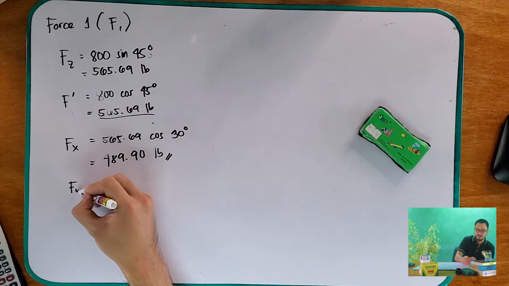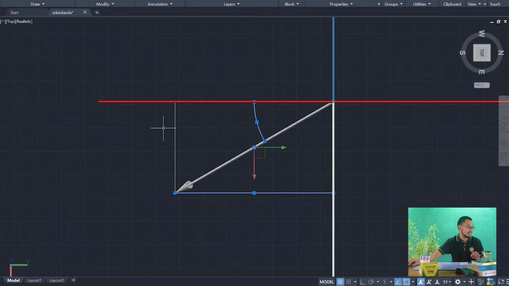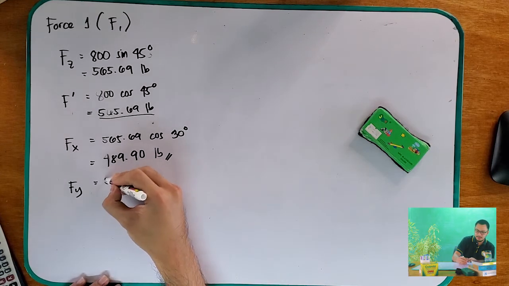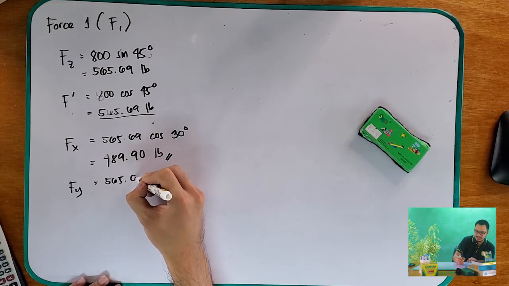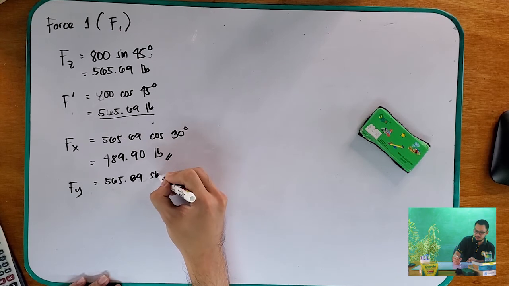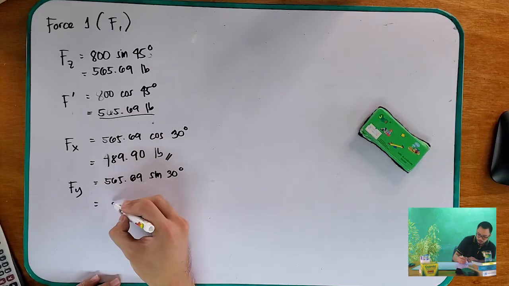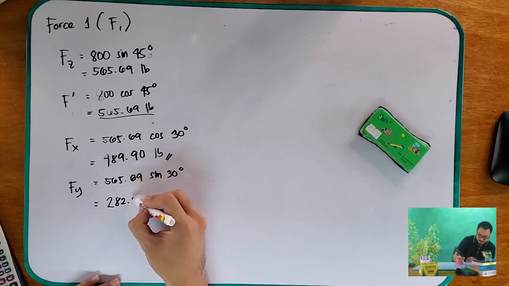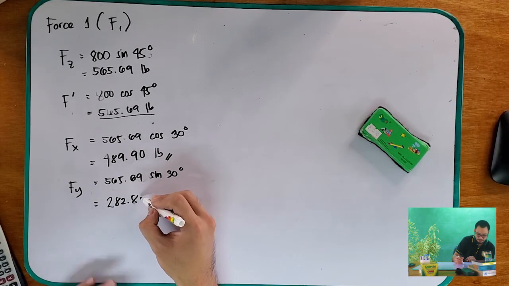How about your Fy? So, sa case sa imong Fy, as you can see here, this is your Fy, and this is opposite to your angle. So, opposite over hypotenuse, that is sine. So, 565.69 sine of 30 degrees. So, your answer is 282.845 or 85 pounds.